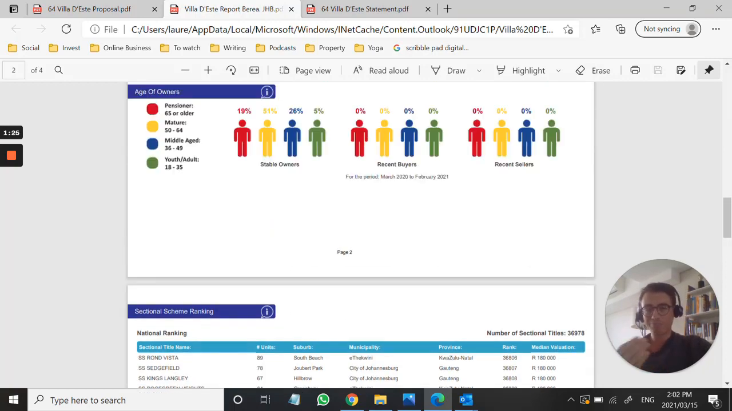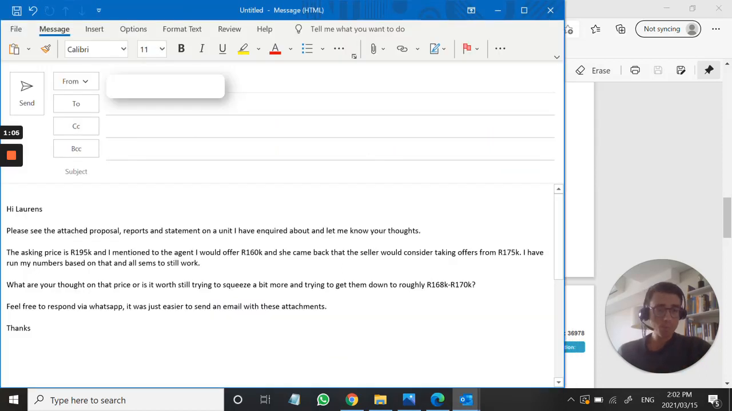I feel like a price of 170 is pretty much a fair market value. He'll be able to rent out for 5-6, make a cash flow of R1,000 every month. And then if he wants to sell, he'll probably sell for 170. Maybe he could get 180. So it's a pretty safe deal. So this is an example of a really great proposal.